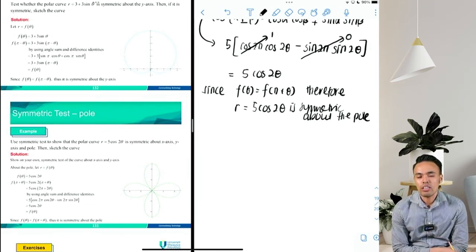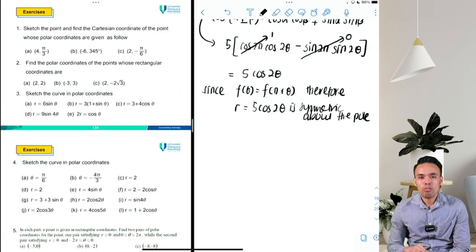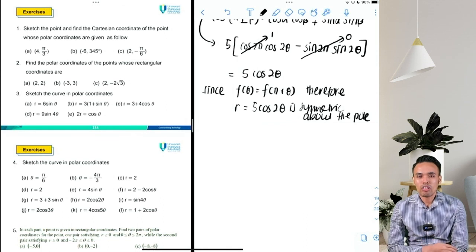Right after you manage to show that the expression written in terms of polar coordinates is symmetric about the x-axis, the y-axis, and the pole, then you can continue by sketching the polar curve, which this time around is a rose curve with 4 petals. I hope you can do more exercises when it comes to polar coordinates so that you can get the idea of what kind of questions we can ask from this topic.